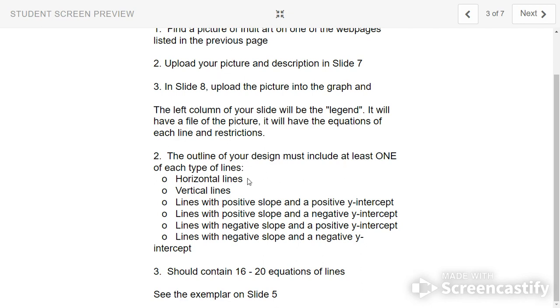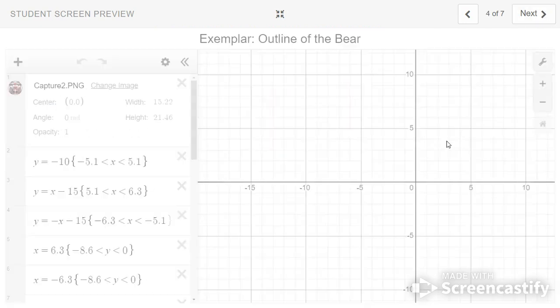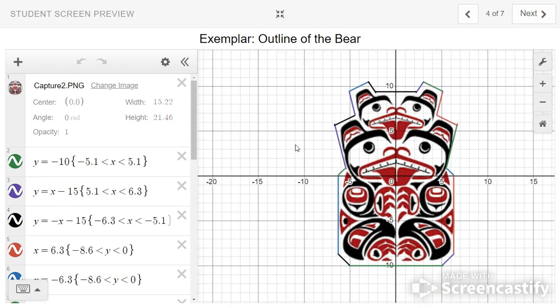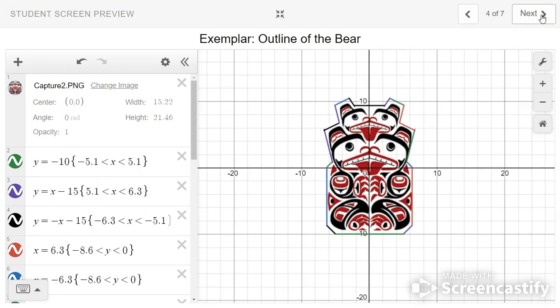Each one must include at least one horizontal line, one vertical line, a line with a positive slope and a positive y-intercept, a positive slope with a negative y-intercept, negative slope and a positive y-intercept, and a negative slope and a negative y-intercept. You need to have at least 16 to 20 equations of the lines. So once again, this is the example, and we're going to talk a bit more about how we do this.